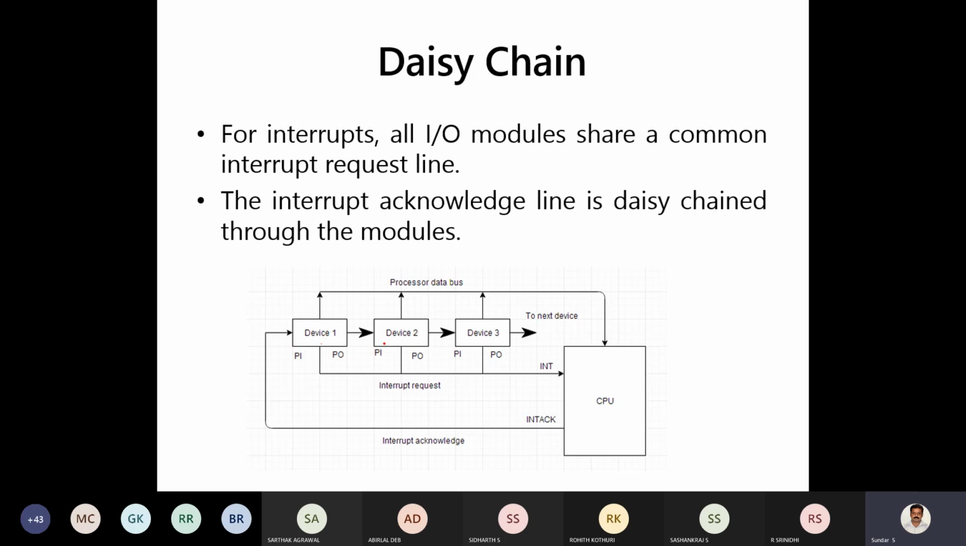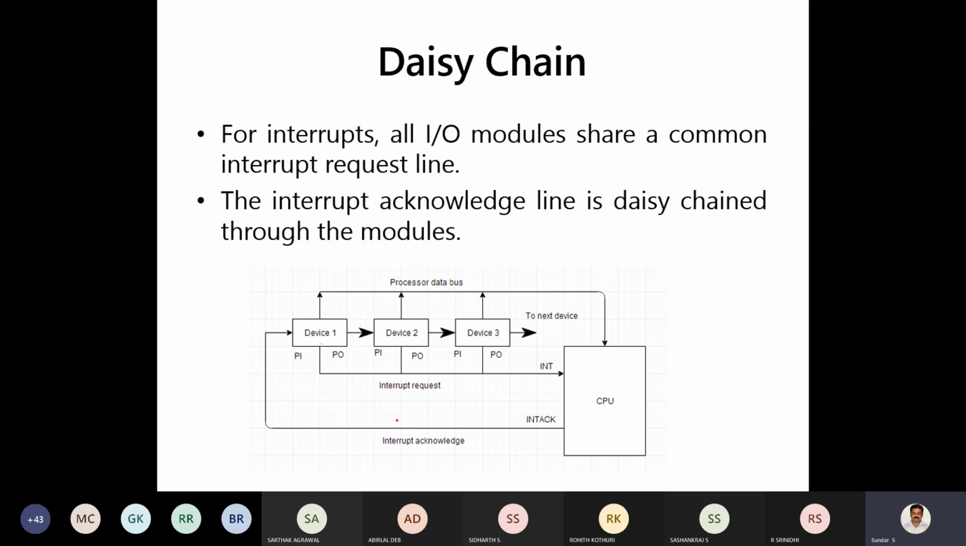Look here, there are three devices. For example, like that we have a number of devices. All the devices have a common interrupt request. Instead of device, you can take it as IO interface, and there are devices connected to every IO interface. Those things are not shown just for the sake of simplicity. Whenever the interrupt comes, if any of these IO interfaces is ready, it can send an interrupt signal to the CPU.